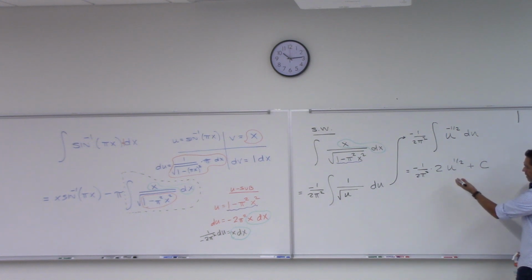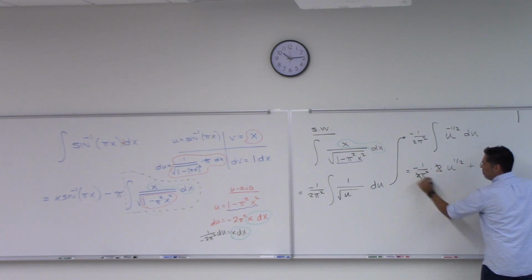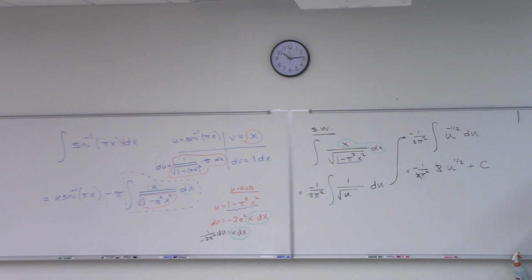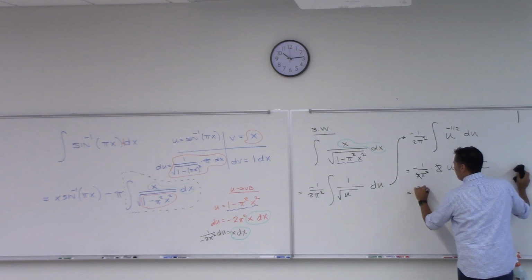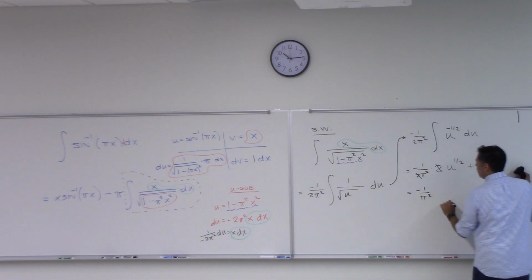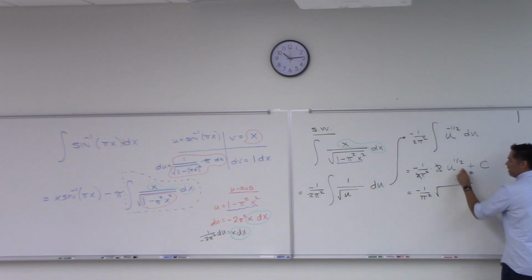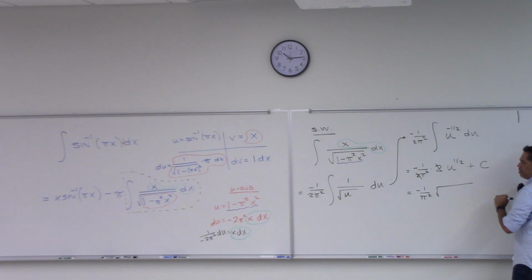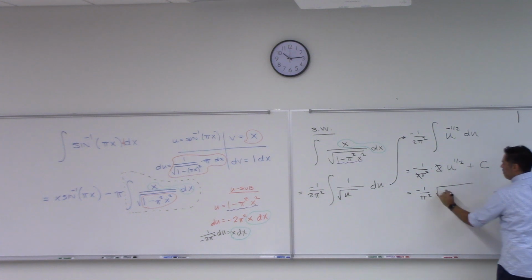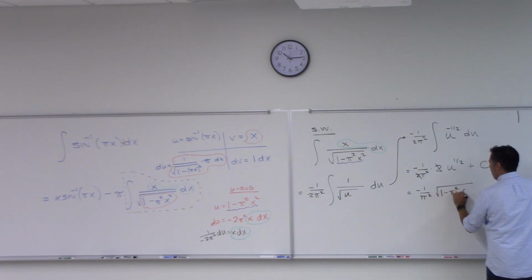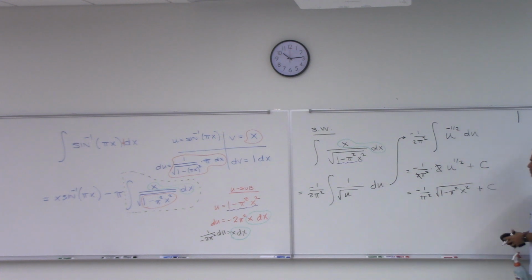All right, here we go. These 2's go away, and I can rewrite that as negative 1 over pi squared. This is really the square root, that's what that means, right? And what was u? 1 minus pi squared x squared, plus c. That's my answer to just the part that's dotted there.